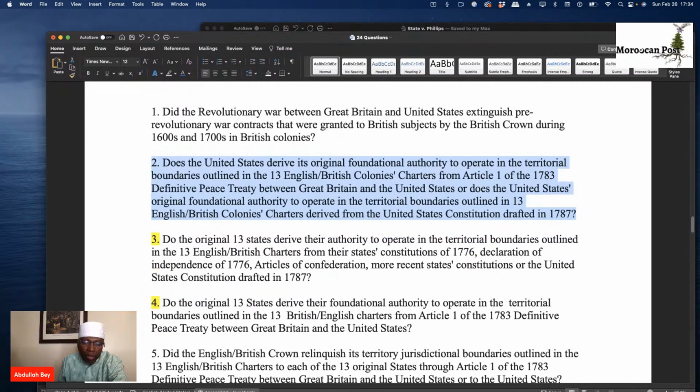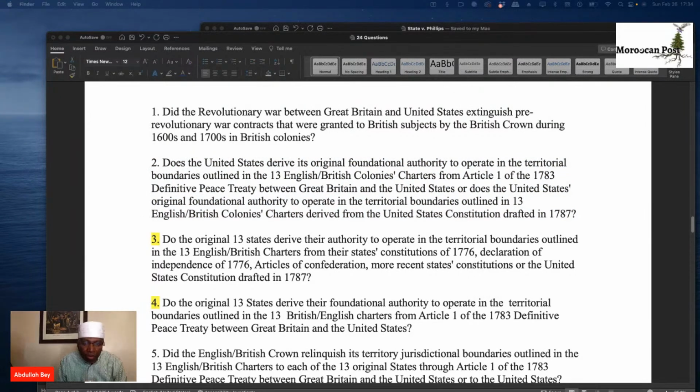Oh, you know what? Let me bring that up. In the boundaries laid out in the 13 colonies charters, from the Definitive Peace Treaty or from the United States Constitution? The answer is neither. We're going to go to Article 1 of the 1783 Definitive Peace Treaty between Great Britain and the United States and have a supporting case, People versus Godfrey of 1819, which is the New York Supreme Court case. Those are 2 points that we're going to reference to prove to you that it's neither.